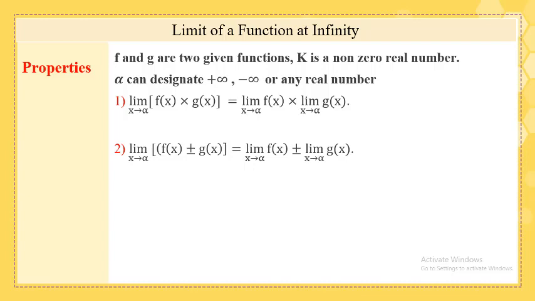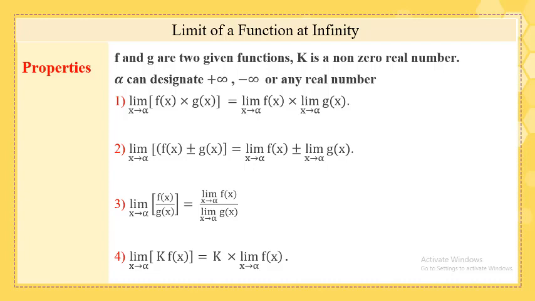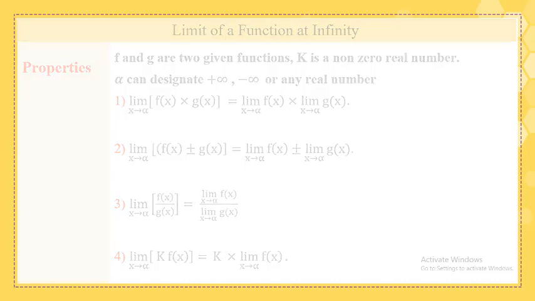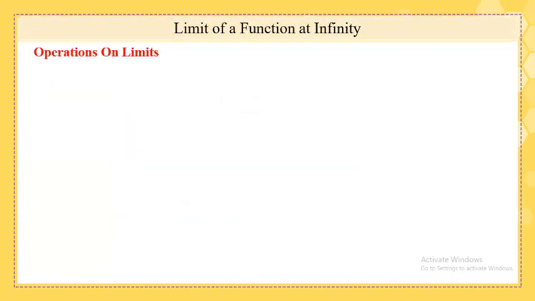Similarly, the limit of the sum or the difference of f and g as x tends to alpha will be equal to the sum or the difference of the limit of f of x as x tends to alpha and the limit of g of x as x tends to alpha. The same holds for the quotient of f and g, and for the product of a constant and f of x, which will be equal to the constant times the limit. Now let's see some operations on limits.